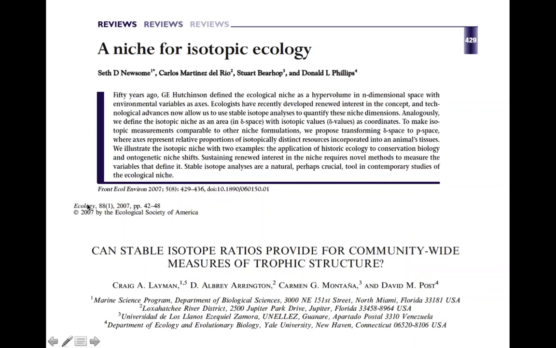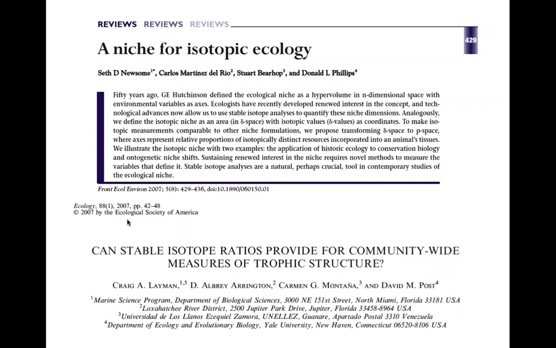And this was mainly an idea that was proposed in a review paper from, again, some of the same names we heard yesterday, people like Seth Newsome, Don Phillips, Stu Bearhop. And this was around 2006, 2007. I came to this yesterday. The Ecology special issue was produced. Brian Fry's book came out. I started my PhD. This was a really hot time for stable isotopes.